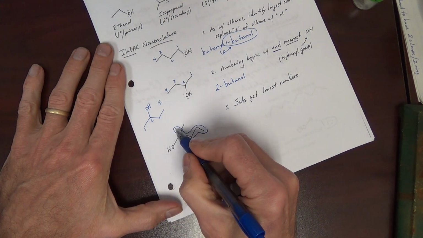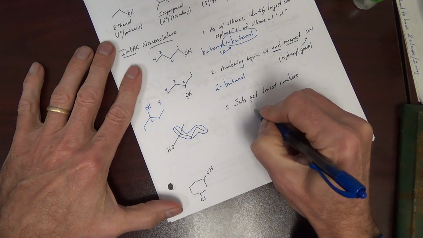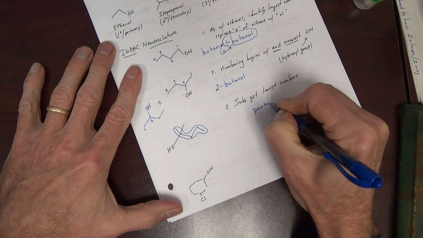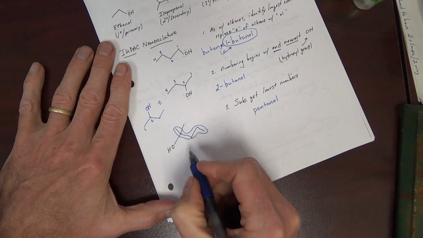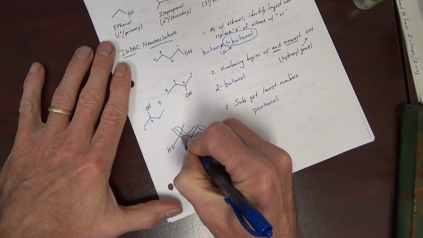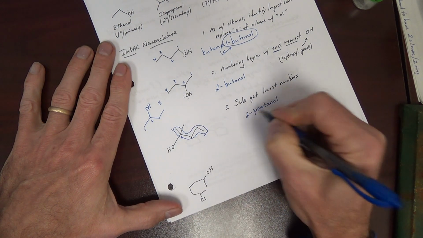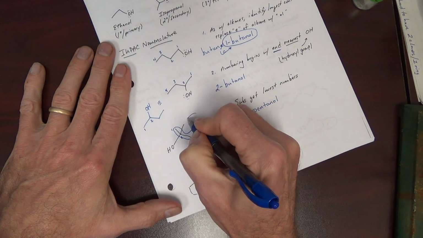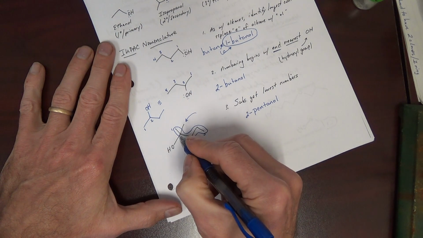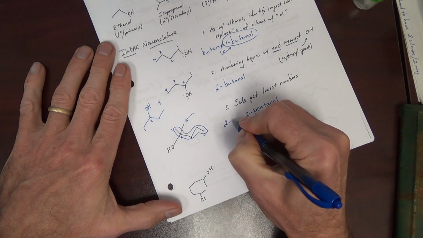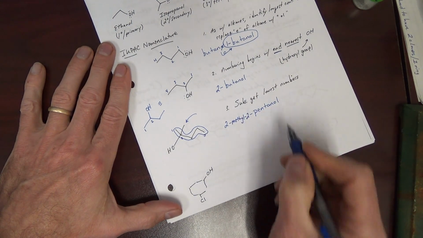Okay, longest continuous chain is 1, 2, 3, 4, 5. It's an alcohol. That would be not pentane, but pentanol. The OH group is at the 2 position with 2-pentanol. But in addition to that, we have something on our 2-pentanol. We have a methyl group also at the 2 position, 2-methyl 2-pentanol.